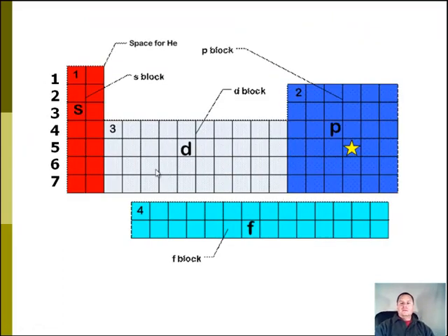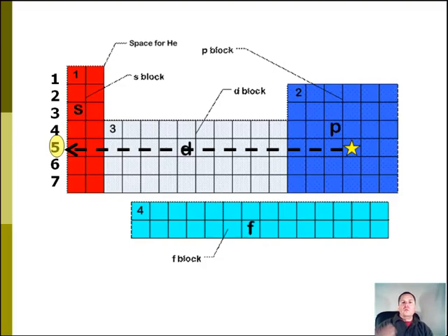So let's say we're trying to identify the electron configuration, or the address, for this element right here marked with a star. First thing we need to do is figure out what quantum level. If we look here, it's in the 5th period, the 5th row. So the quantum number is 5.